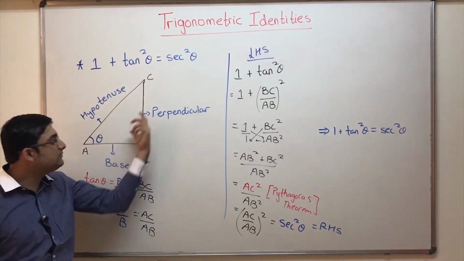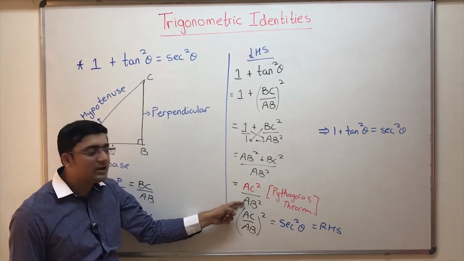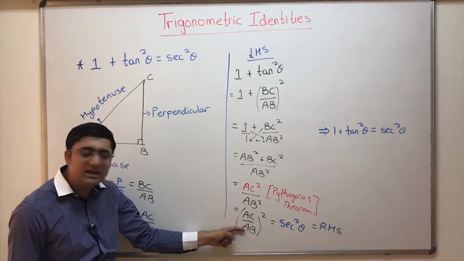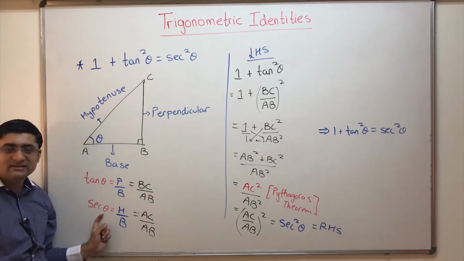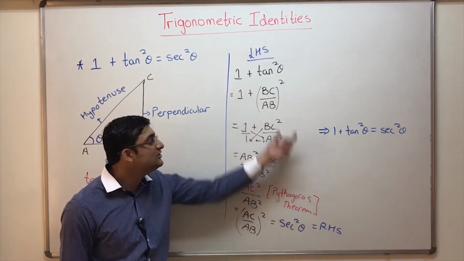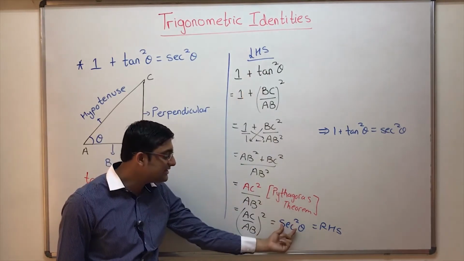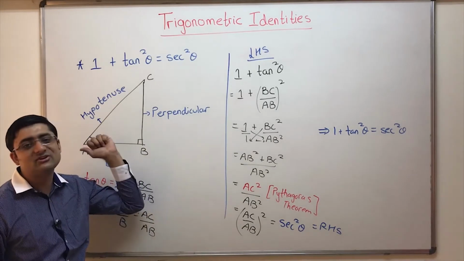What is AB square plus BC square? AC square by Pythagoras theorem. So we get AC square by AB square, which is basically AC by AB the whole square. Now what is AC by AB? AC by AB is basically sec theta. So sec theta the whole square, that is sec square theta. So 1 plus tan square theta is equal to sec square theta. Is this clear? So this is how you prove this trigonometric identity.